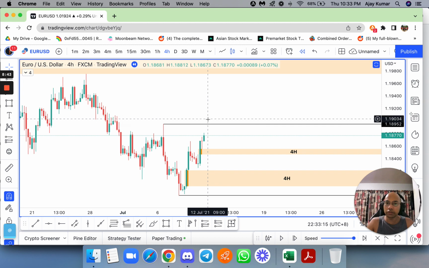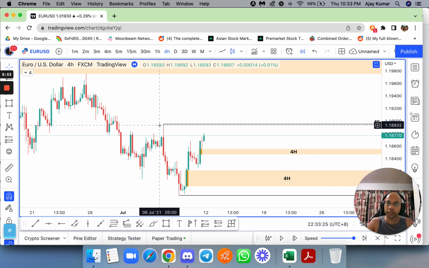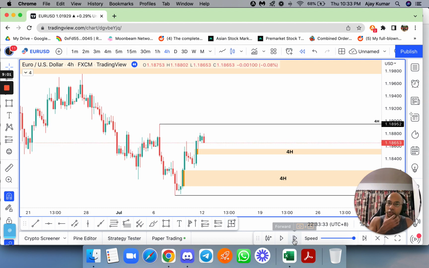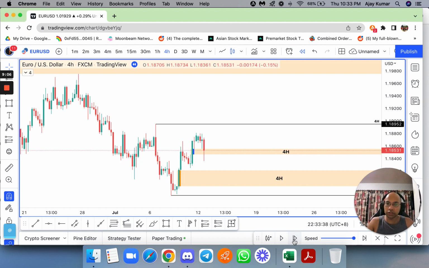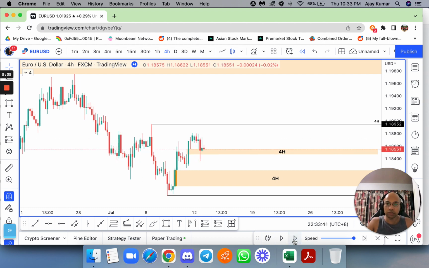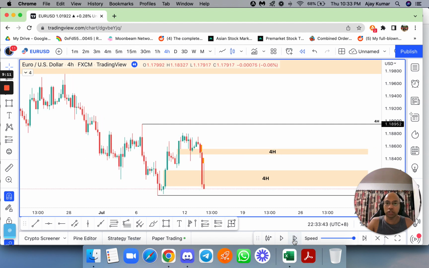My plan of action would be based on how it wicks. My plan of action would be to short if it wicks this way, if it goes above this high. My entry would be on the lower time frame. Yeah, take that FVG. Oh, completely obliterated that FVG. Oh, that FVG gone as well. What are you doing, price?